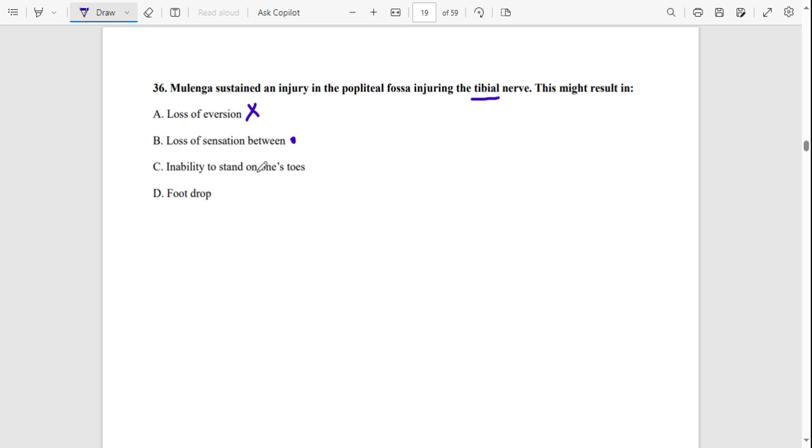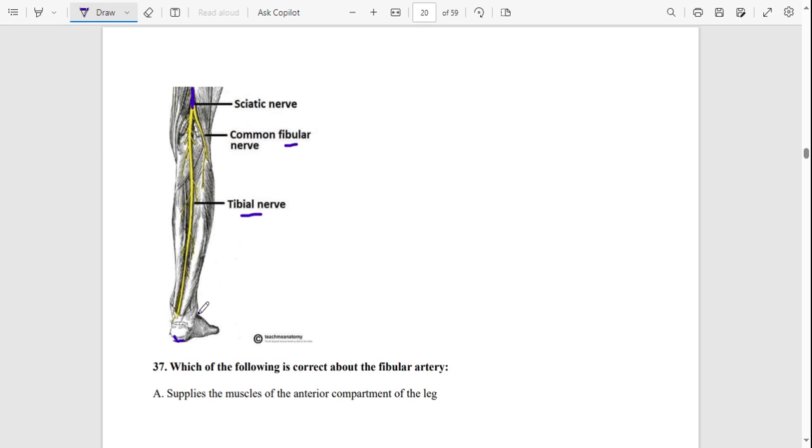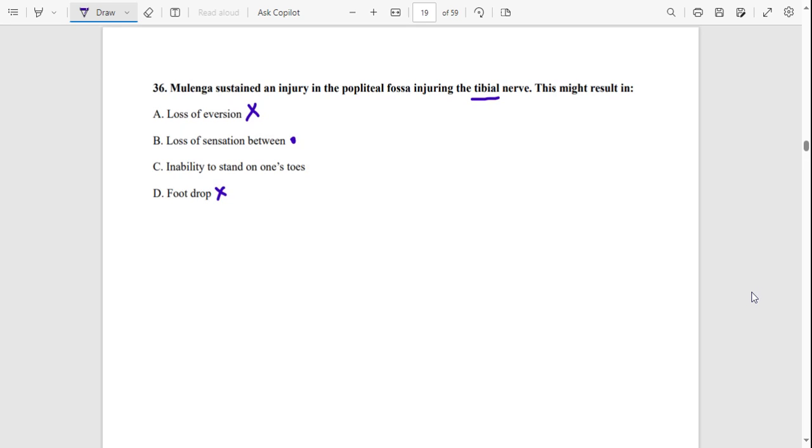Now before I comment on this one, foot drop. Foot drop is caused by an injury to the common fibular nerve, not the tibial nerve. If you're talking about inability to stand on one's toes, the toes are going to have innervation, depending on the toe you are talking about, from both the fibular nerve and the tibial nerve. So we can say that is an answer because it does contribute to the innervation of the toes. Meaning that if there is no innervation to them, you cannot stand.